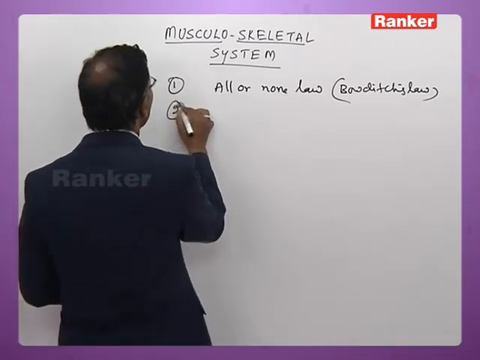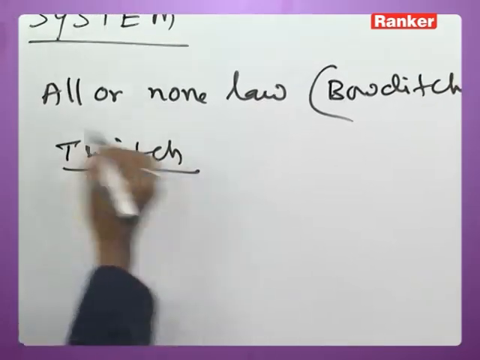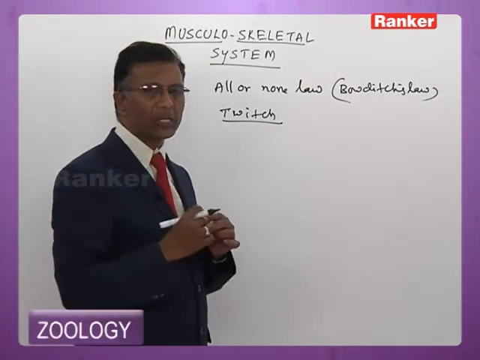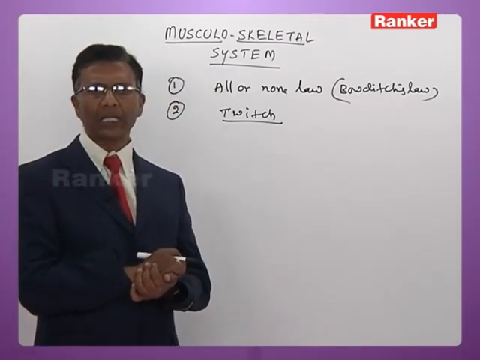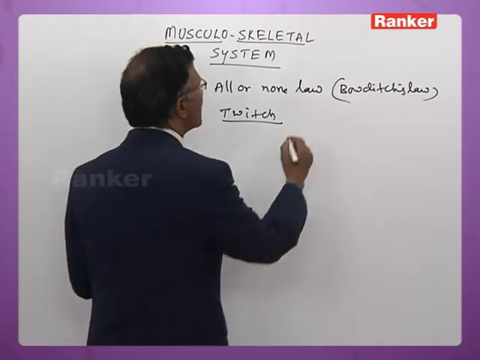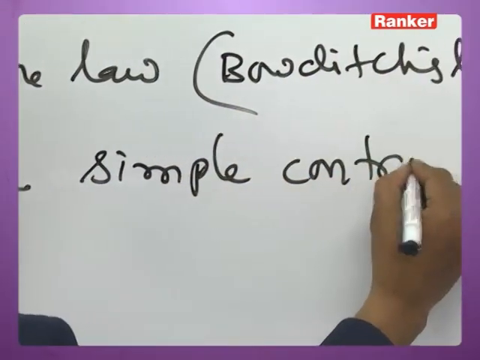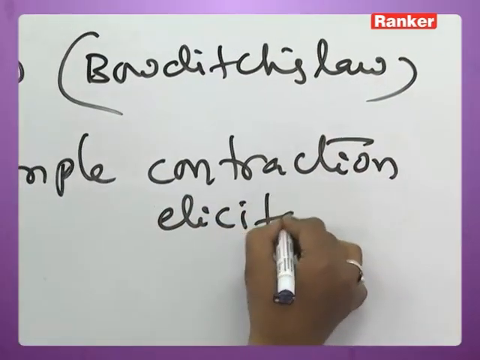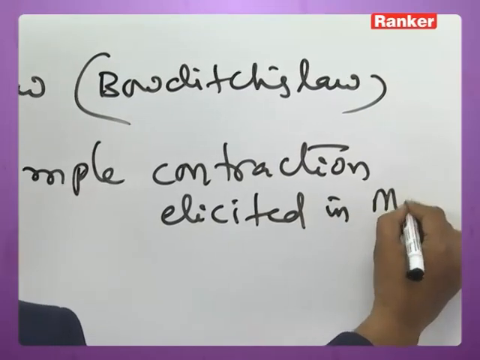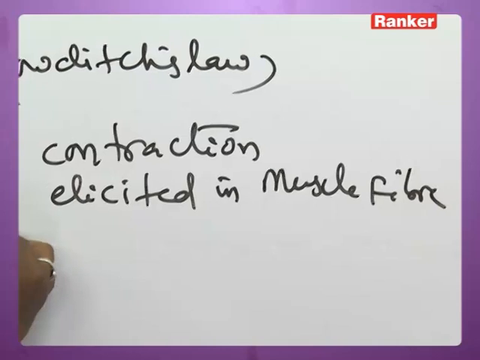The next concept is called twitch. What is twitch? A simple contraction elicited in the muscle fiber by a threshold stimulus is called twitch.